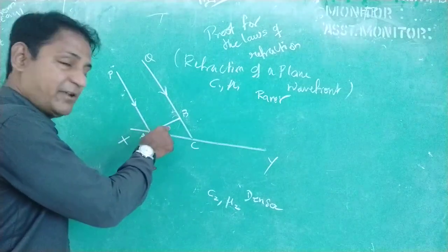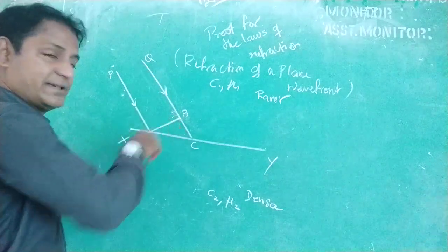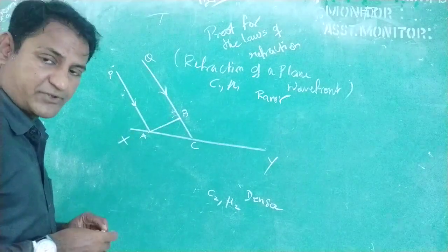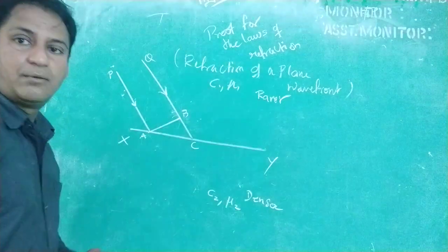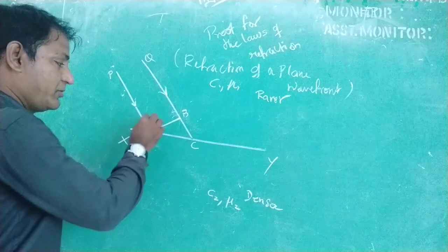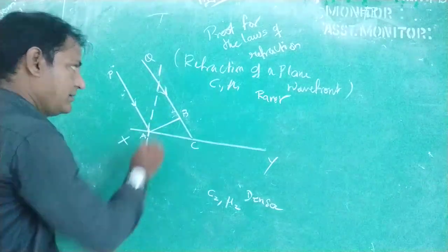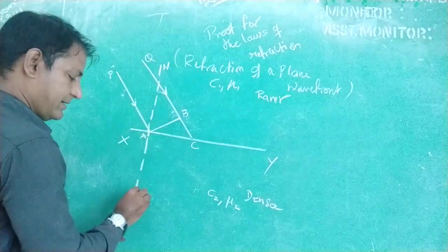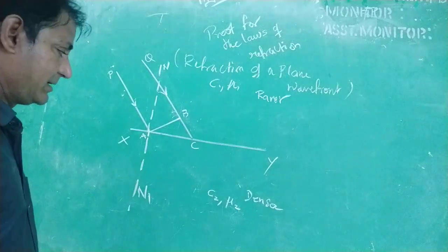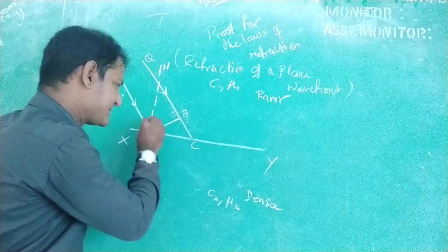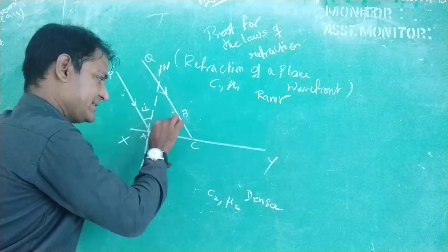So this plane wavefront is incident at the point A. These two rays are perpendicular to the plane wavefront. Also, this plane wavefront AB is perpendicular to the plane of the board. Now, I am going to draw a normal at the point A. So this is NAN1. NAN1 is the normal. So this is the angle of incidence.